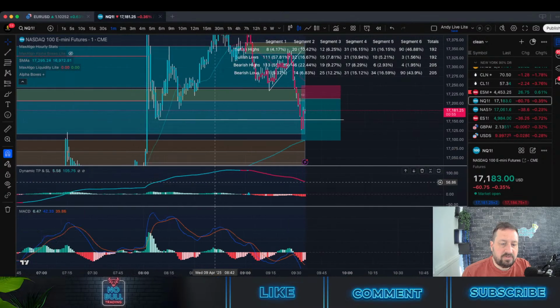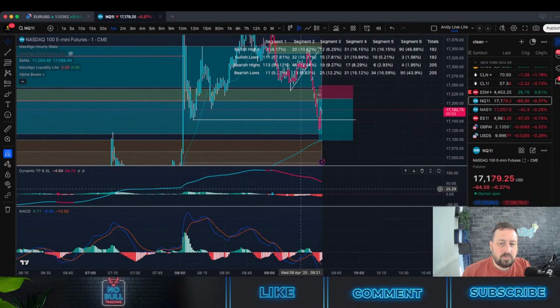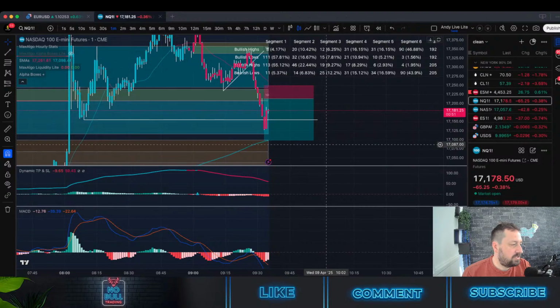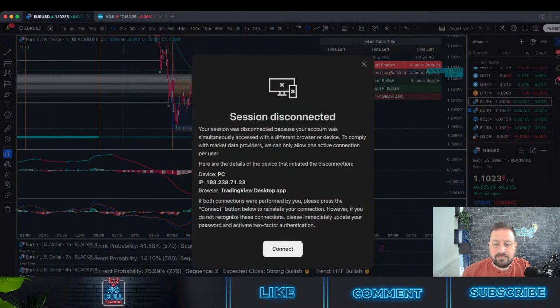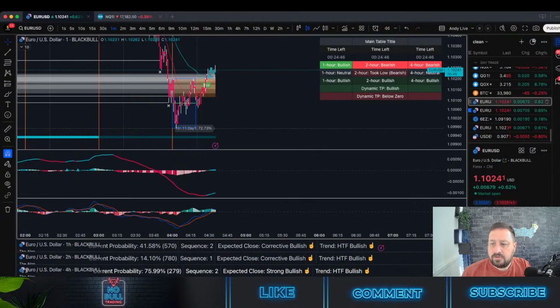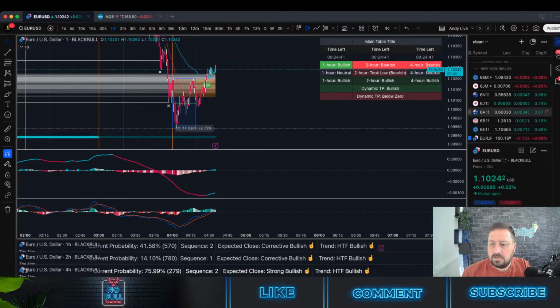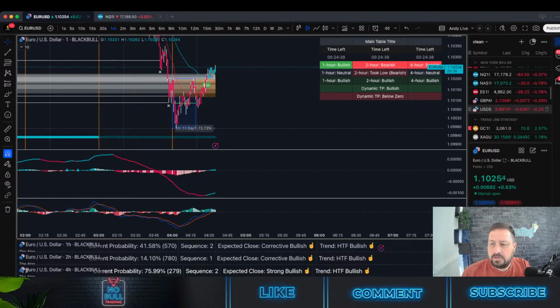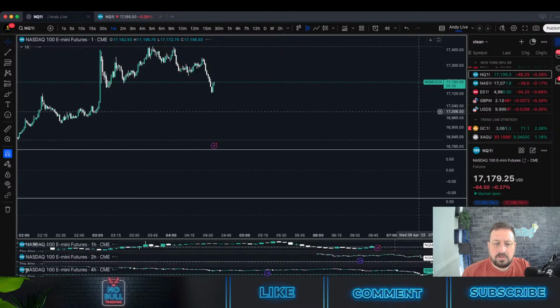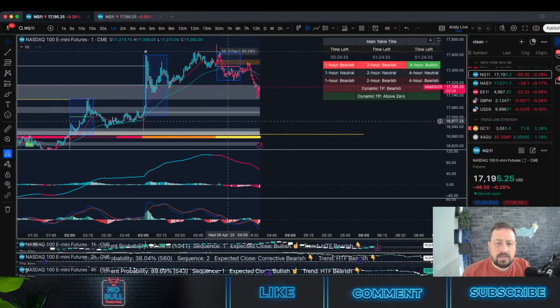Remember, we are above the 0 line. And while we're above the 200, we're still bullish. If we look at NQ from here, we see we get our red box, right?